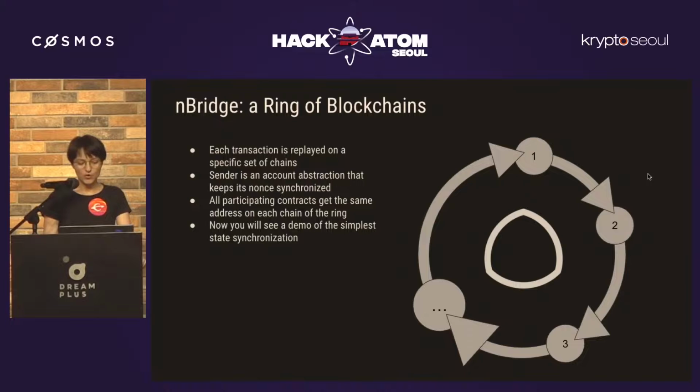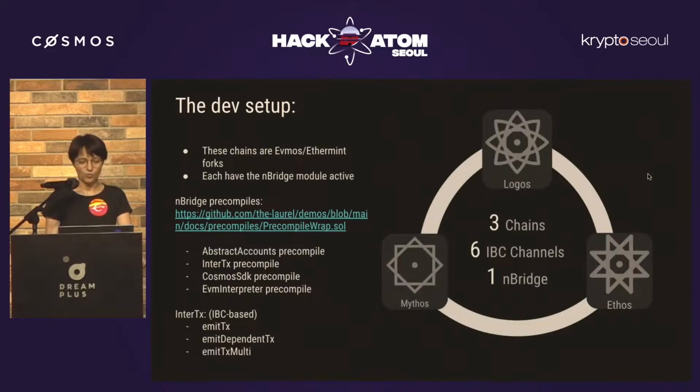And I will show you a demo of the simplest state synchronization and more. But let me tell you about the dev setup. So we have 3 chains, as I said, based on Evmos Ethermint, Mythos, Logos, and Ethos. They are all using the same software. And you have IBC channels between each of them and one Nbridge. The Nbridge is based on a set of precompiles, and we'll look a bit at these precompiles.